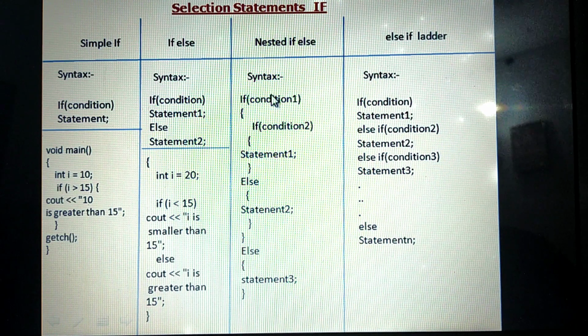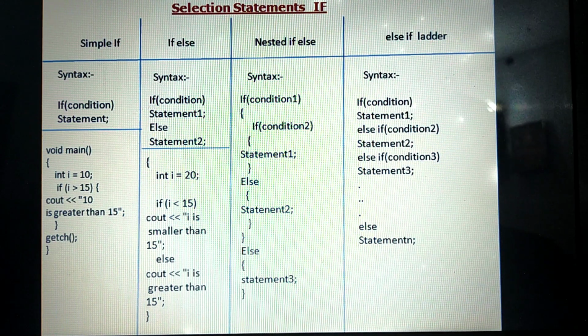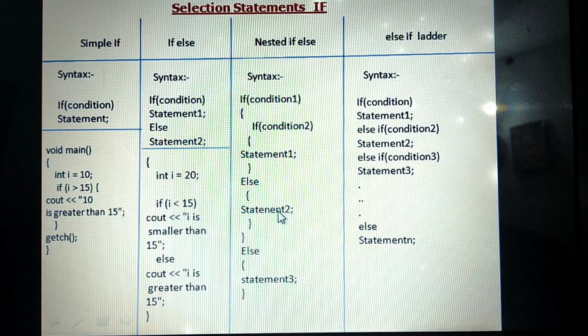If condition 1 is true, control will enter into condition 2. If condition 2 is true, control will enter into statement 1 and execute statement 1. If condition 2 is false, the statement which is followed by this else will execute, that is, statement 2 will execute.